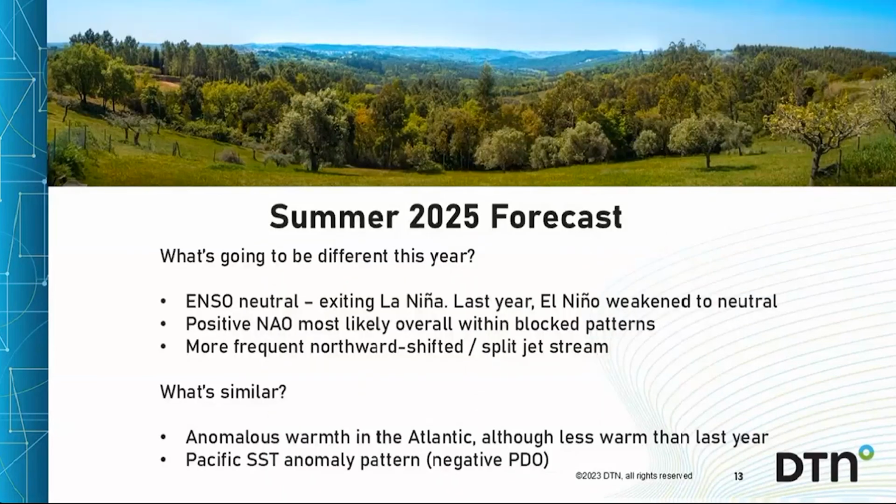Well, that was last year. What about the summer of 2025? What might be different or indeed similar this year? Well, unlike last year, we're most likely to have a neutral ENSO regime in the equatorial Pacific.